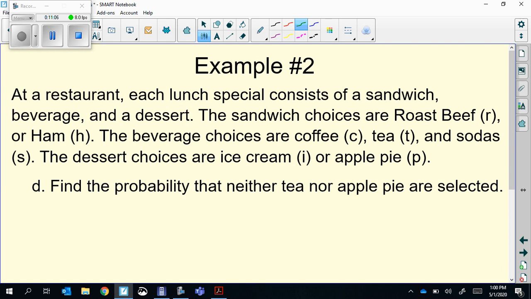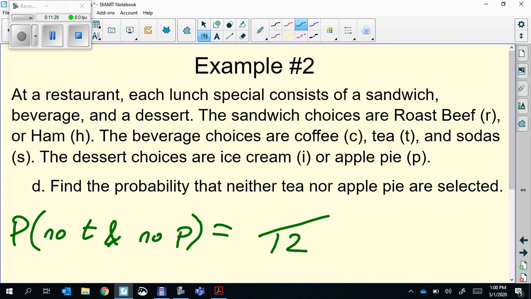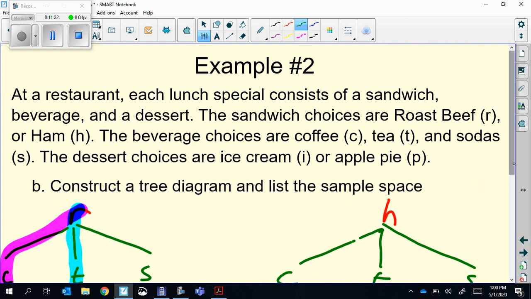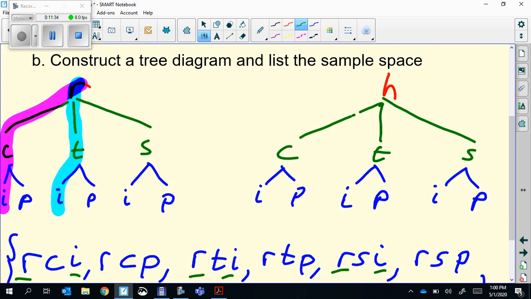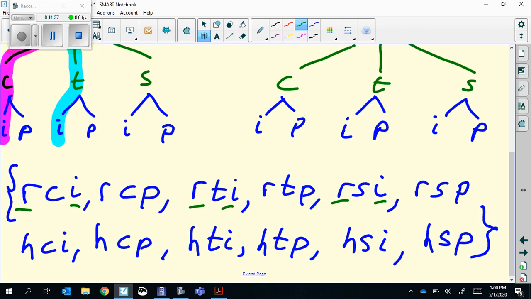At a restaurant, same situation, find the probability that neither tea nor apple pie are selected. So the probability of no tea and no pie. So again, we know there are 12 things. We can look back at our sample space. We have no T and no P. So this first one, we'll highlight them this time.